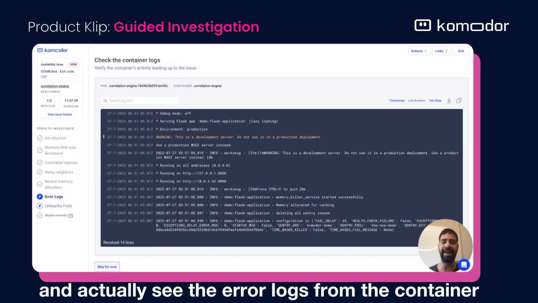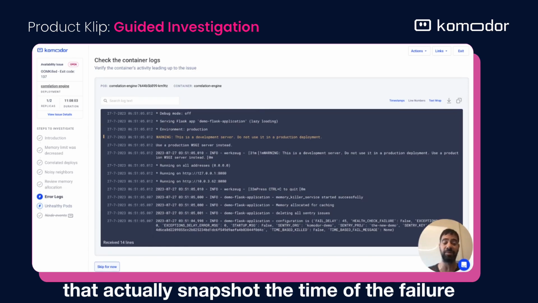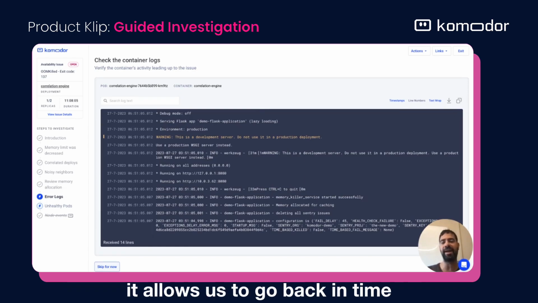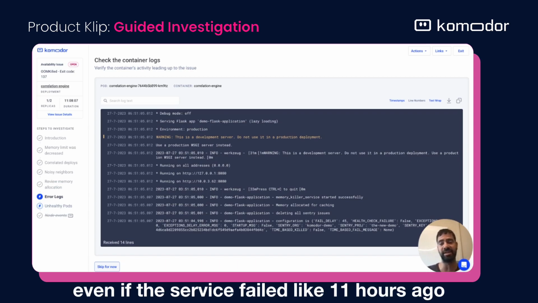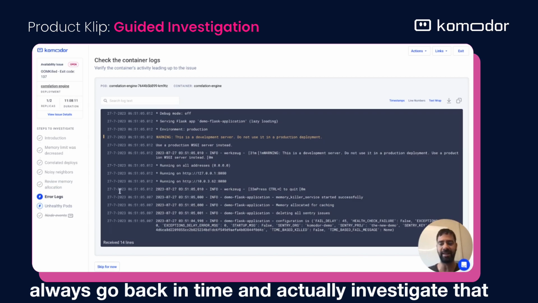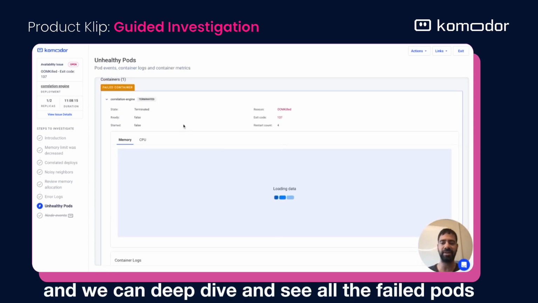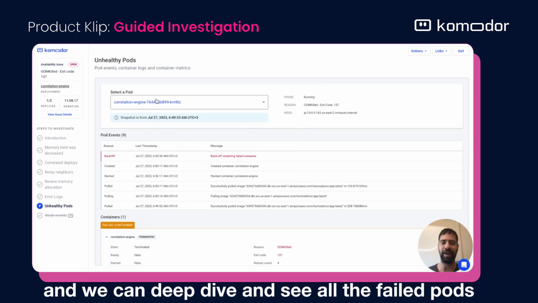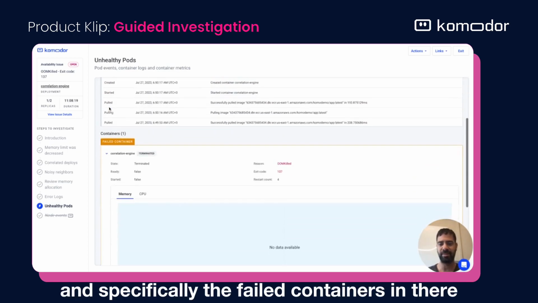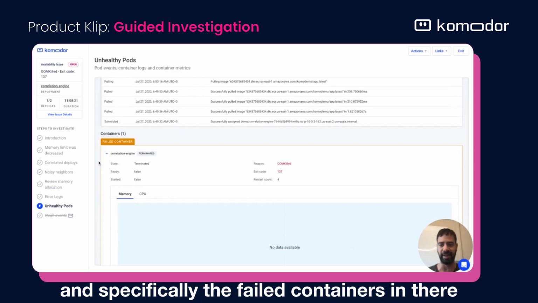We can skip and actually see the error logs from the container that were snapshotted at the time of the failure. It allows us to go back in time, even if the service failed like 11 hours ago, we can always go back in time and investigate that. And we can deep dive and see all the failed pods and specifically the failed containers in them.